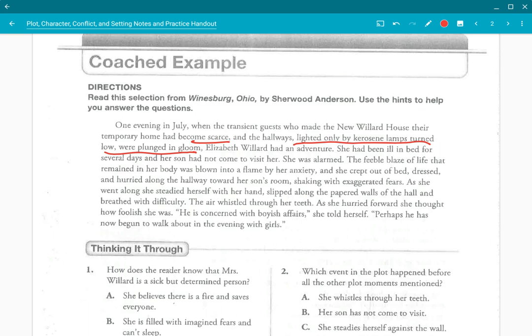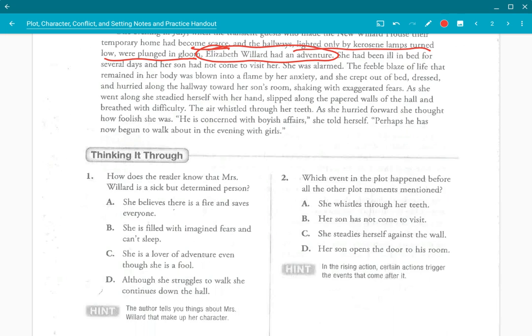But then I love this sentence right here. Elizabeth Willard had an adventure. So right off the bat, we're expecting to see some kind of adventure. The character is going to go on a journey. Of course, the character doesn't go very far, like literally down a hallway, but still. So let's talk about what happens here. How does the reader know that Mrs. Willard is a sick but determined person?